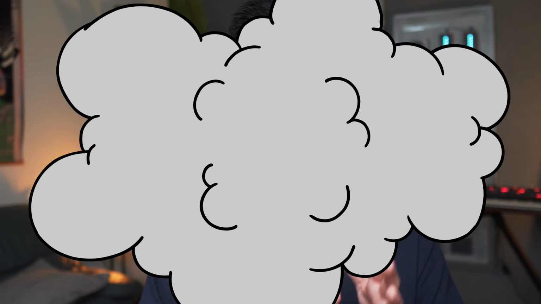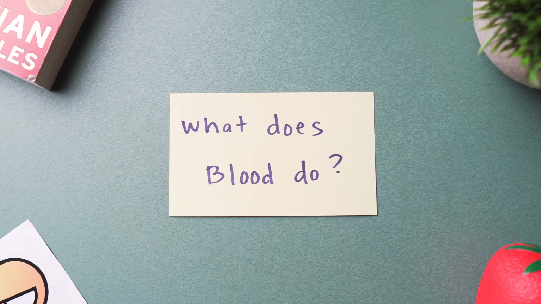It should be black and white, right? It should be super clear what the card is asking for. If it's not, then you haven't broken down the concept deeply enough. For example, our terrible flashcard reads, what does blood do? This flashcard is super vague, right?